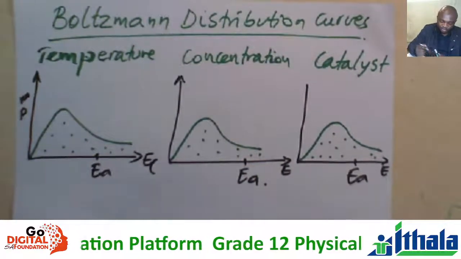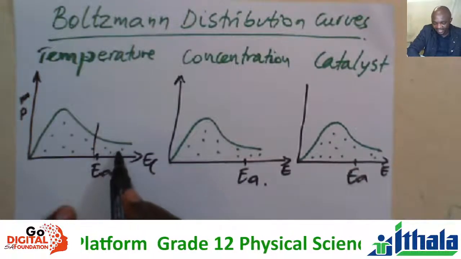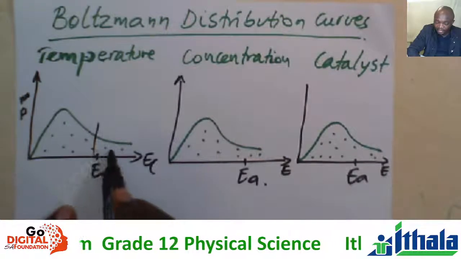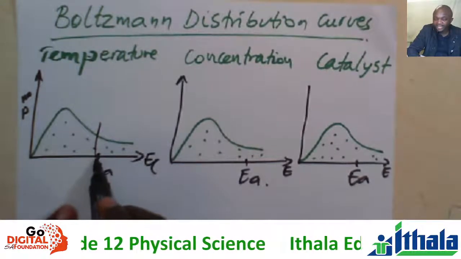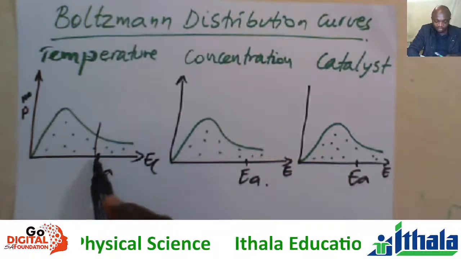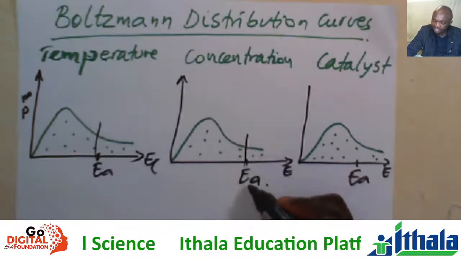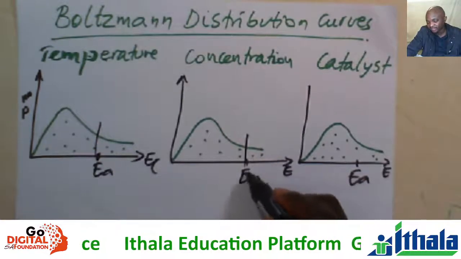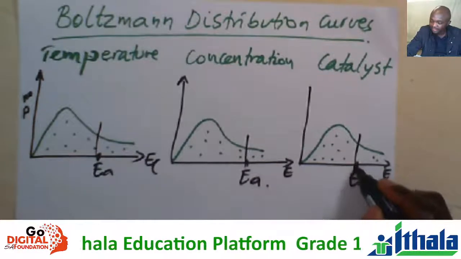So if you look at it, you will see that with the activation energy here, these particles on this side give us those that will react and turn into products, because their energy is greater than the activation energy. Those with energy lower than the activation energy are not taking part in the reaction for now. Again, with the activation energy here, only the particles on the right side of the activation energy will enter the reaction. For a catalyst, same thing, right?